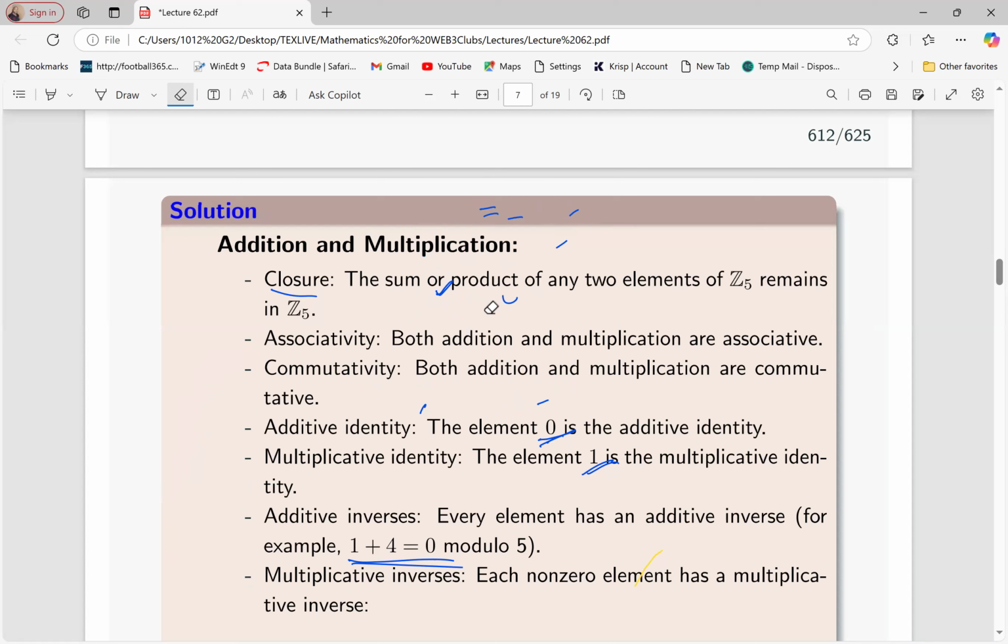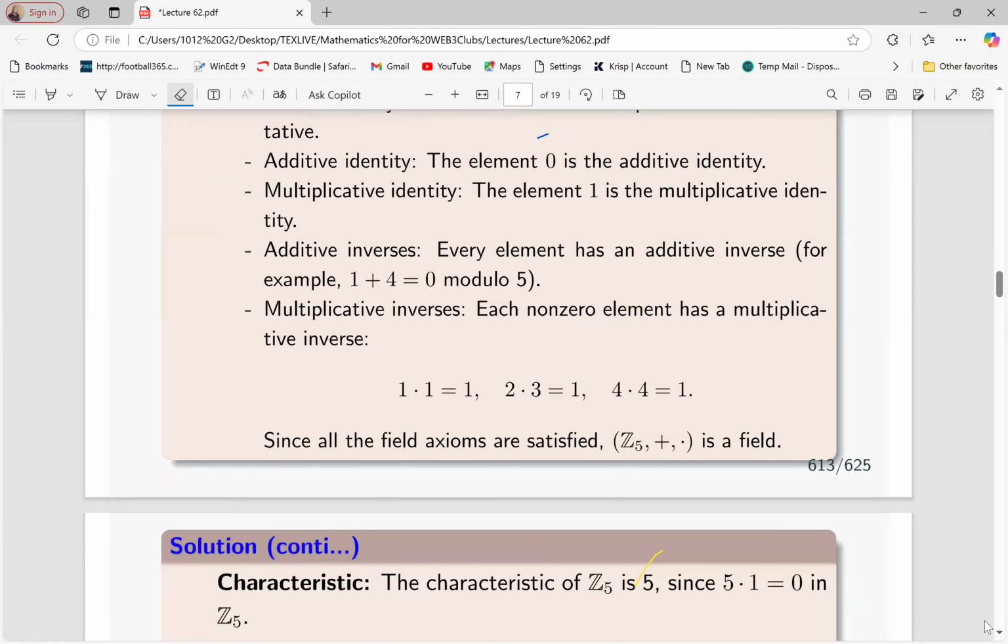So you can check the other axioms. You checked closure, associativity, and commutativity. What remains is just distributivity. That's what remains. Can you check that? Sir. Yes.